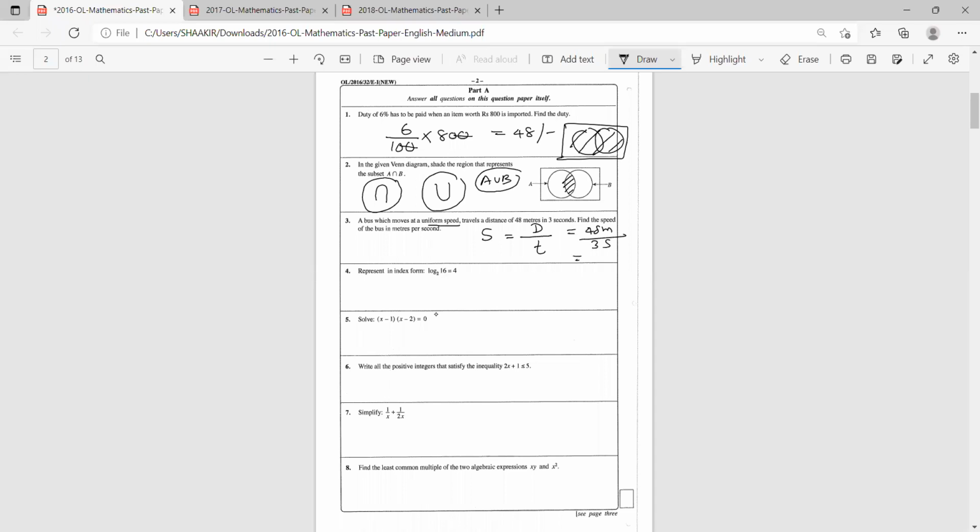Therefore, if you divide it, children, you will be getting 16 meter per second. Always remember, if the distance is in meter, you have to give the time in second, because that is the unit, meter per second. Or else, if the distance is in kilometer, then you have to give the time in hour, so the speed unit will be kilometer per hour.